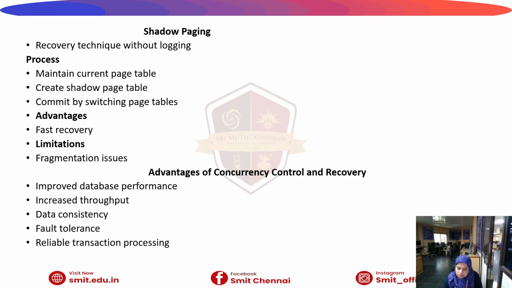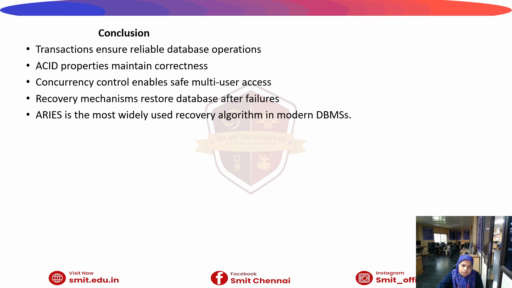We have seen that concurrency control improves the database. What is the use of concurrency? It improves database performance, increases throughput, and provides data consistency, fault tolerance, and reliable transaction processing. All these things come under the transaction process. At the end of unit 3, these are the main important concepts. The conclusion is that transactions ensure reliable database operations.